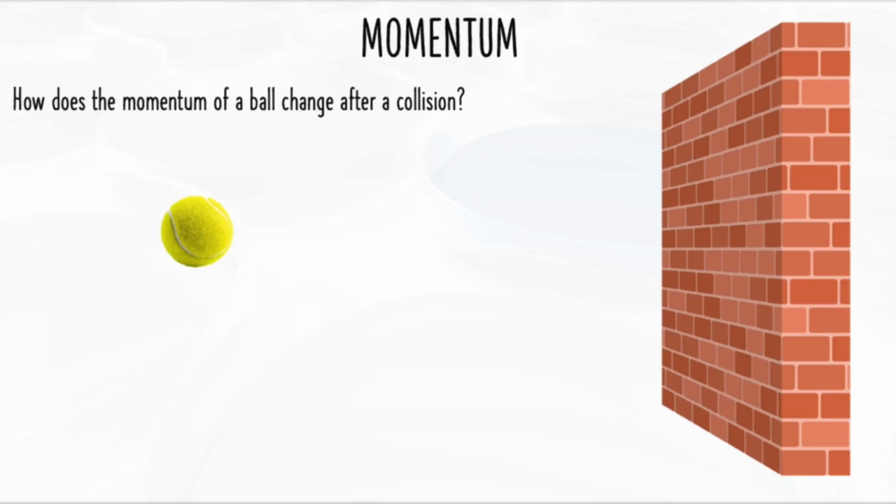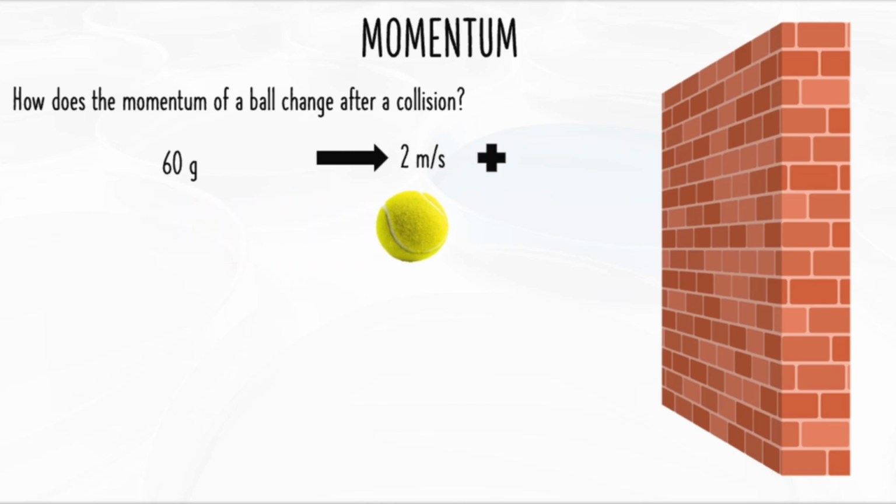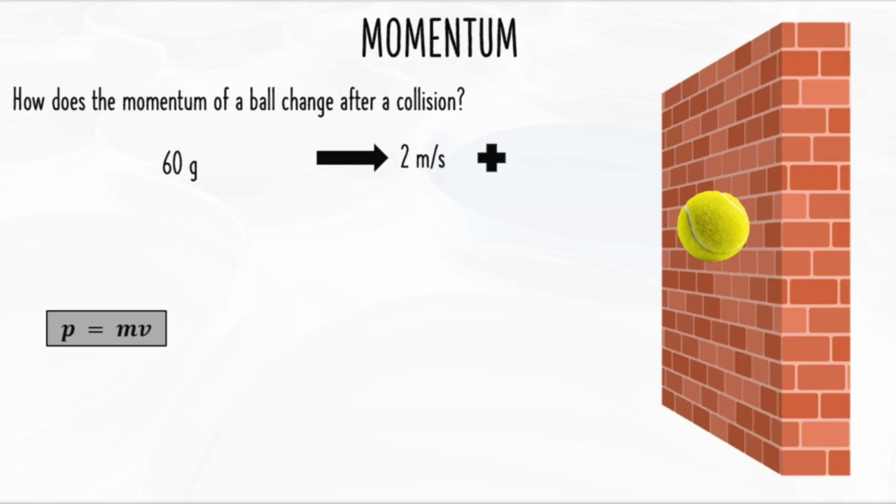Let's look at an example to see how momentum changes during a collision. We have a ball with a mass of 60 grams. Now the ball is moving to the right at a speed of 2 meters per second. We are going to take motion to the right as the positive direction.